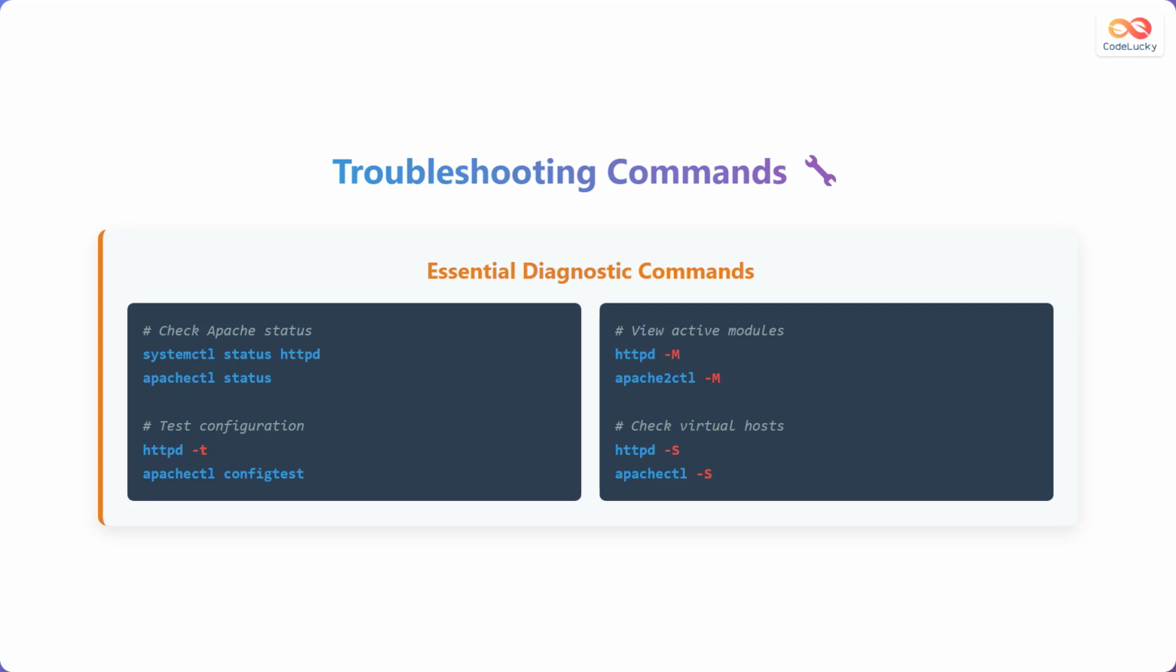Module management commands help verify which modules are currently loaded. httpd -M displays all loaded modules in alphabetical order. apache2ctl -M provides similar information on Debian-based systems. Virtual host analysis commands like httpd -S and apachectl -S show how Apache interprets virtual host configurations, including default hosts and name-based virtual host matching. These commands are invaluable for diagnosing configuration issues and ensuring proper server operation.